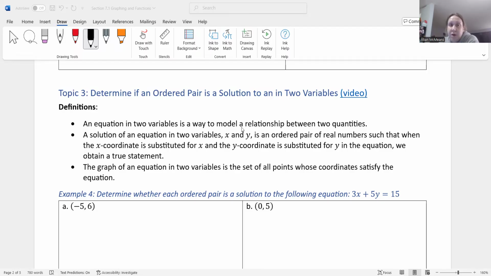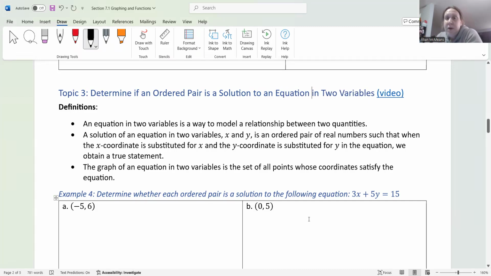For topic 3, we're going to determine if an ordered pair is a solution to an equation in two variables. Excuse the typo. So determine if an ordered pair is a solution to an equation in two variables. Okay, so again, we have some definitions and some things we need to work through. I don't want to go too deep into this and over explain it, but I want you to have an idea of what's going on.